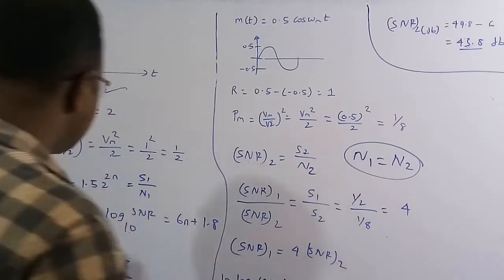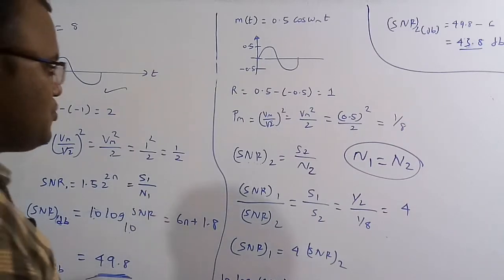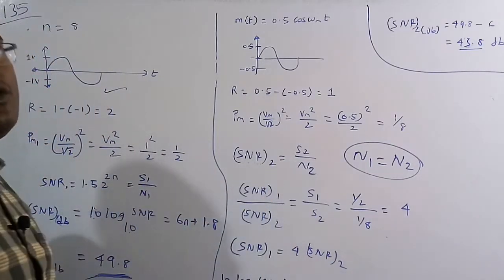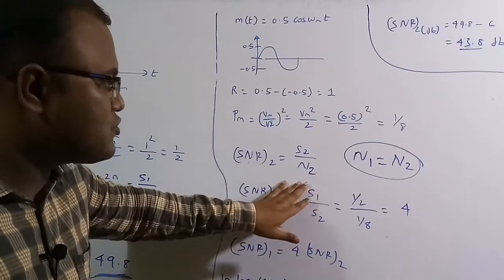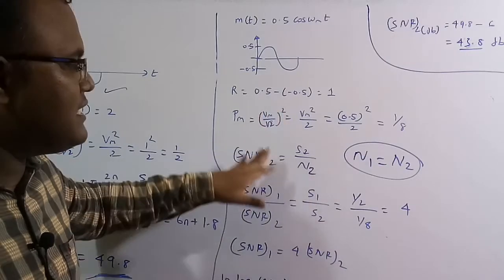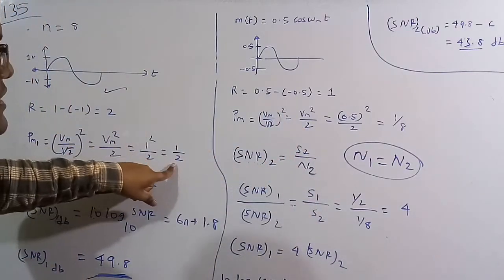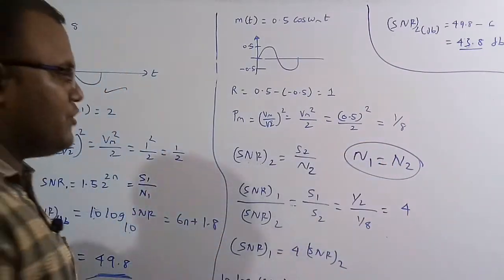So I want to do the ratio SNR1 by SNR2. So S1 by N1 by S2 by N2. N1 and N2 get cancelled. So we are going to get S1 by S2. S1 is the signal power in the first signal, and S2 is the signal power in the second signal. The power in the first signal is half and the power in the second signal is 1 by 8. So if you do the calculation, we are going to get 4.